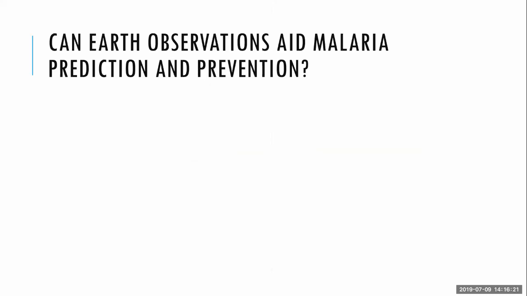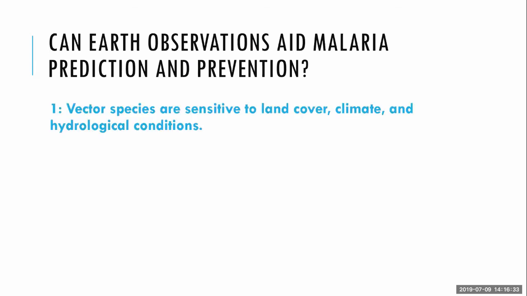And so our question is, can we help? Can NASA Earth observations help both predict malaria and then eventually inform prevention activities? If we want to answer in the positive, we need to address three points at least. First is the claim that the vector species, the mosquitoes, are sensitive to the kinds of things that we can observe: land cover, climate, hydrology.